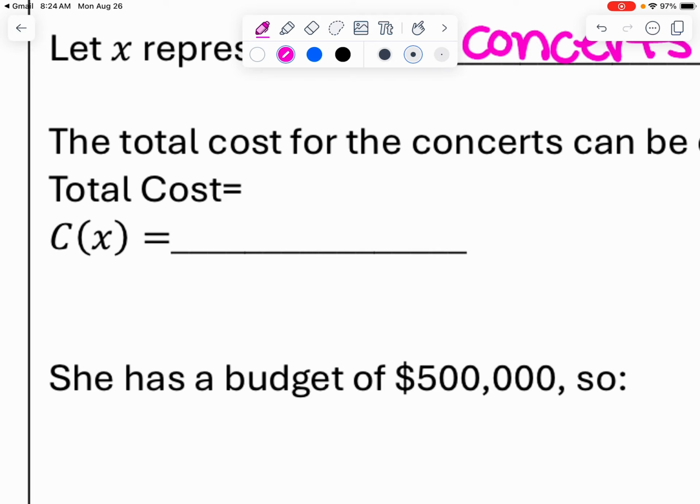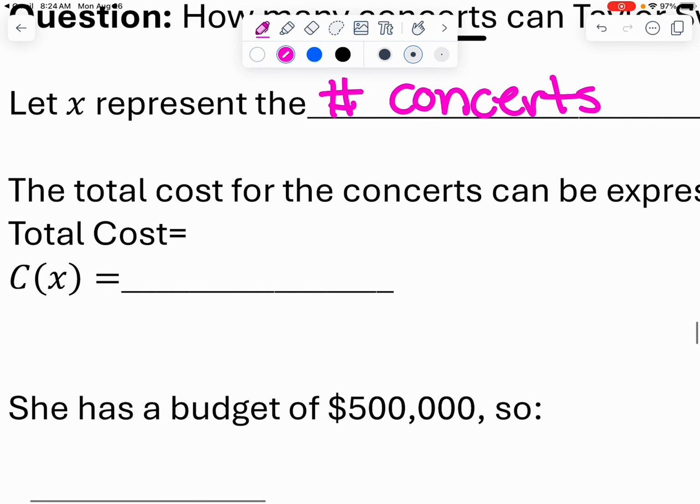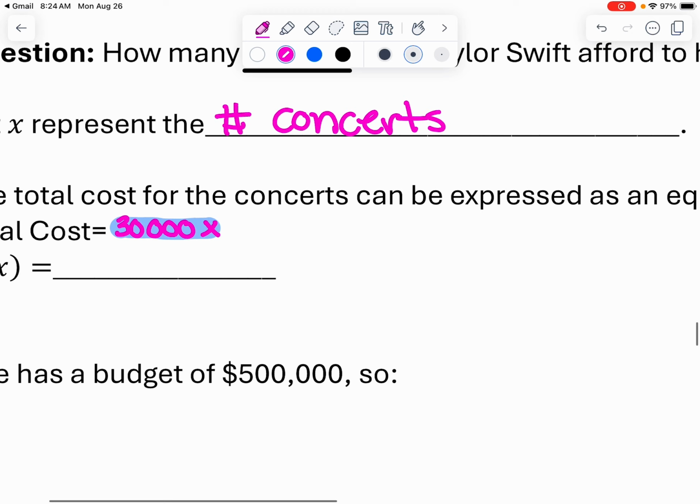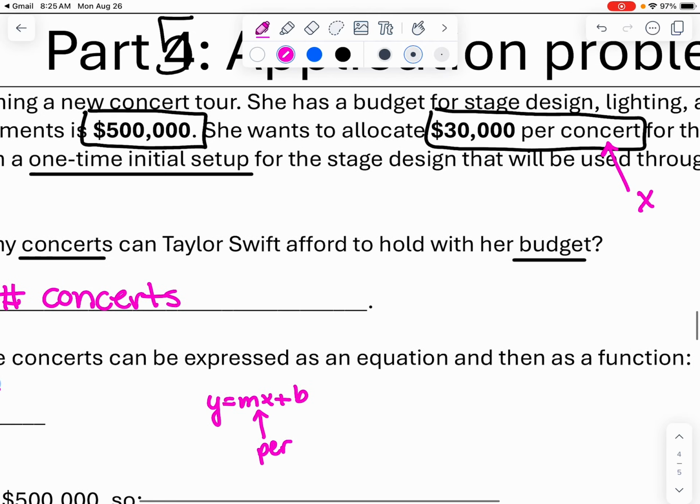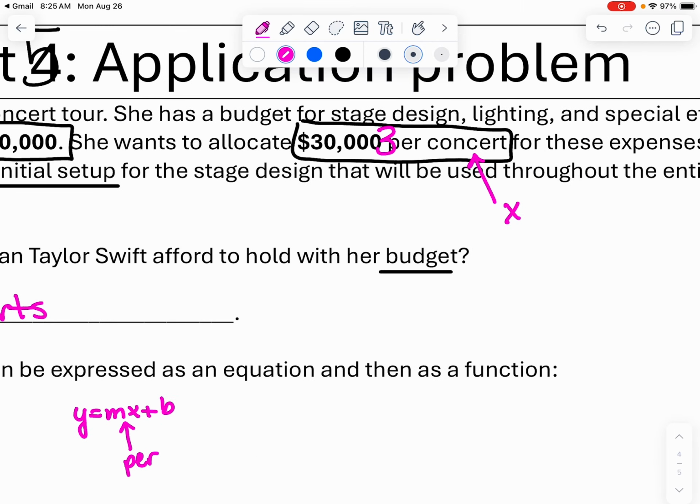You see this total cost here? I know her total cost includes the $30,000 per concert. And that's how you write this, guys. This is really just y equals mx plus b, slope-intercept. When you hear the word per, that's going to go there. And I use an asterisk with that, but it's typically your slope, unless the problem's written kind of silly. So it says $30,000 per concert, so that's where the 30,000x came in.